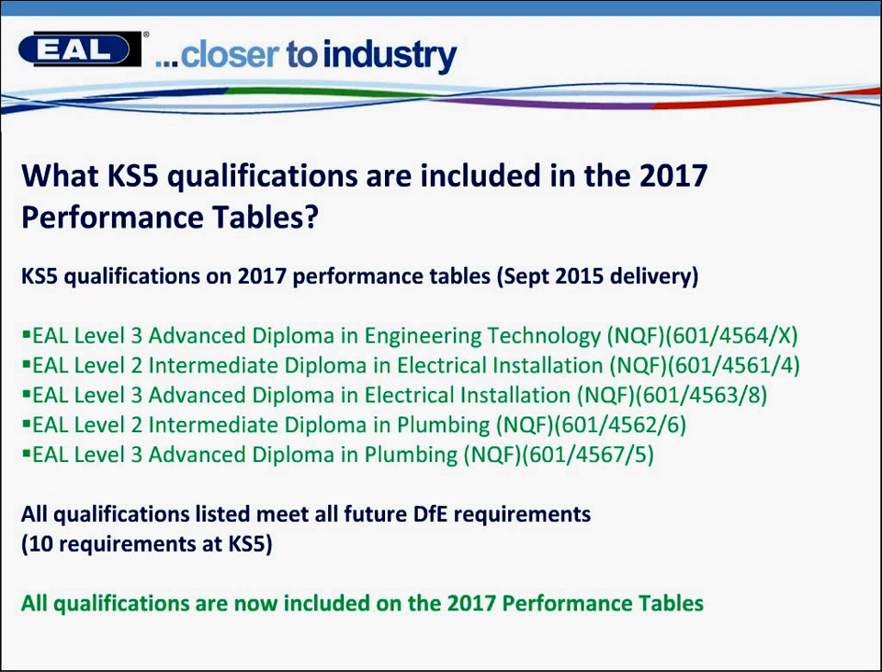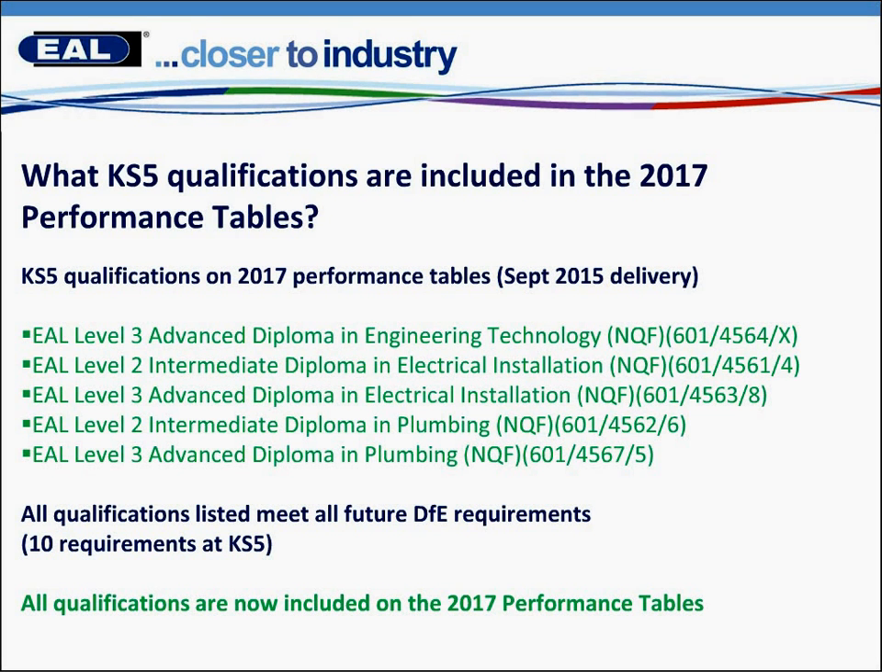So on the Key Stage 5 qualifications then, we've developed a number of qualifications here. The EAL Level 3 Advanced Diploma in Engineering Technology. It's got two mandatory units and the learner chooses four optional units within a choice of seven pathways. Now those seven pathways include such like mechanical engineering maintenance, fab and weld, electrical engineering, etc. Again, the synoptic assessment around this is bespoke according to the employer or local needs.